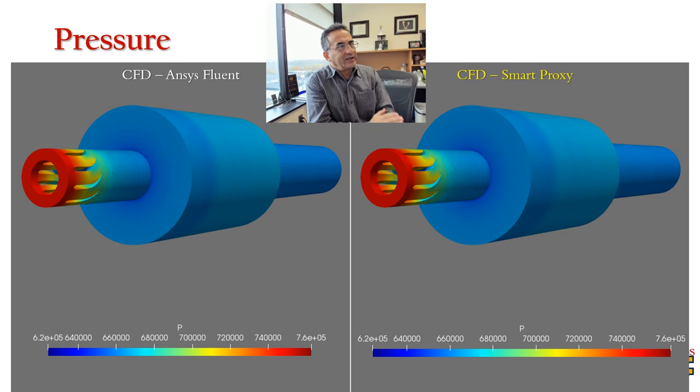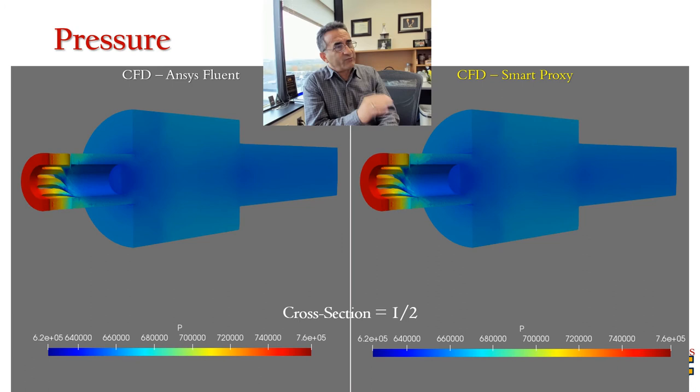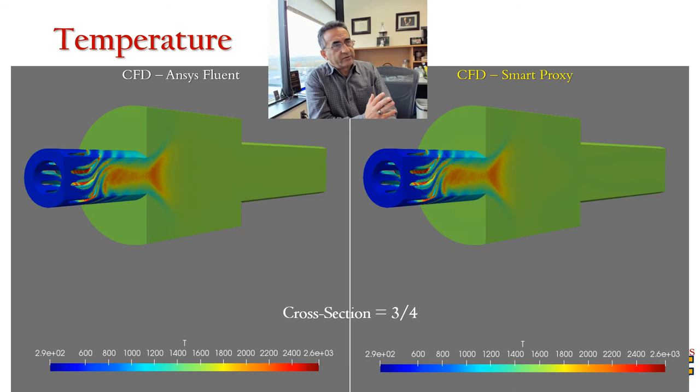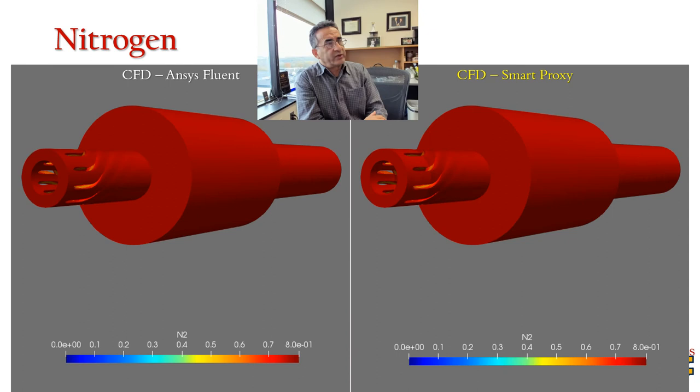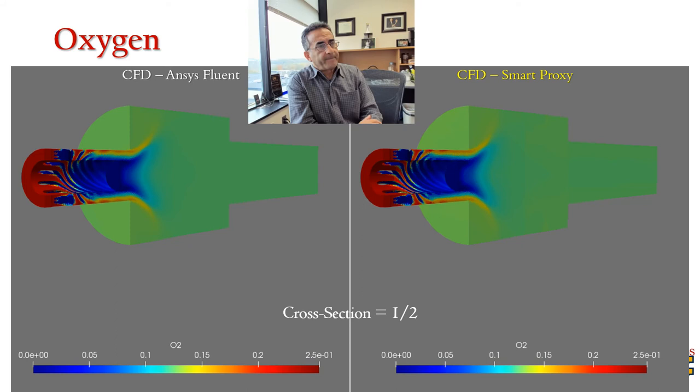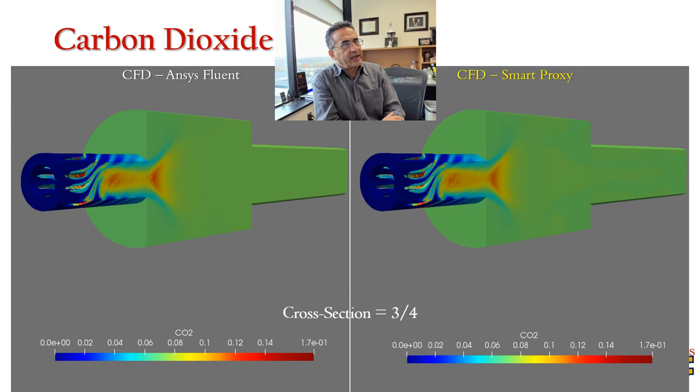On the left, you see the results from the CFD that came from ANSYS Fluent, and on the right you can see the result of the CFD smart proxy. This is the full, the three quarter, one half, and one quarter for pressure. You see how close to each other they are. The next one is the temperature for the full, three quarter, half, and one quarter. This one is the nitrogen. This one is oxygen. And this one is carbon dioxide. Here you can see how accurate the smart proxy model is.